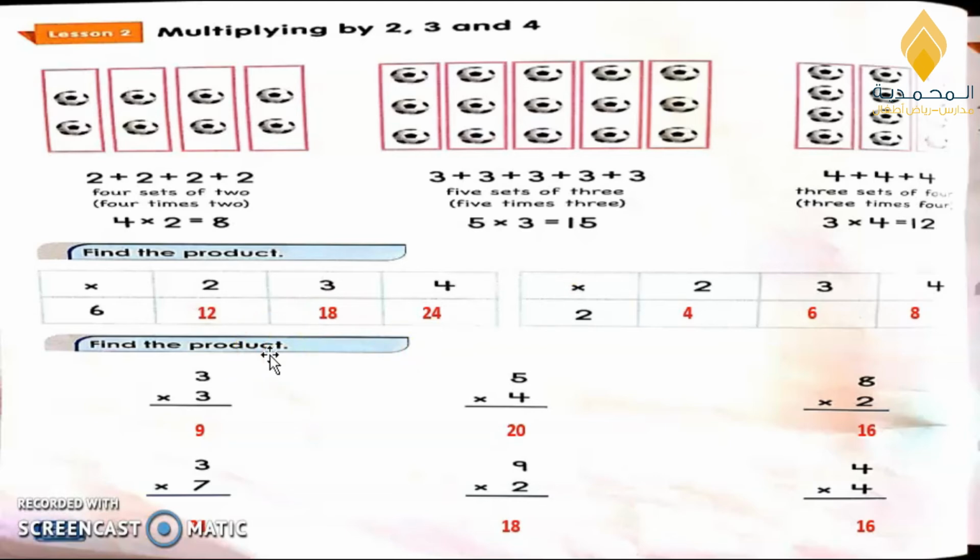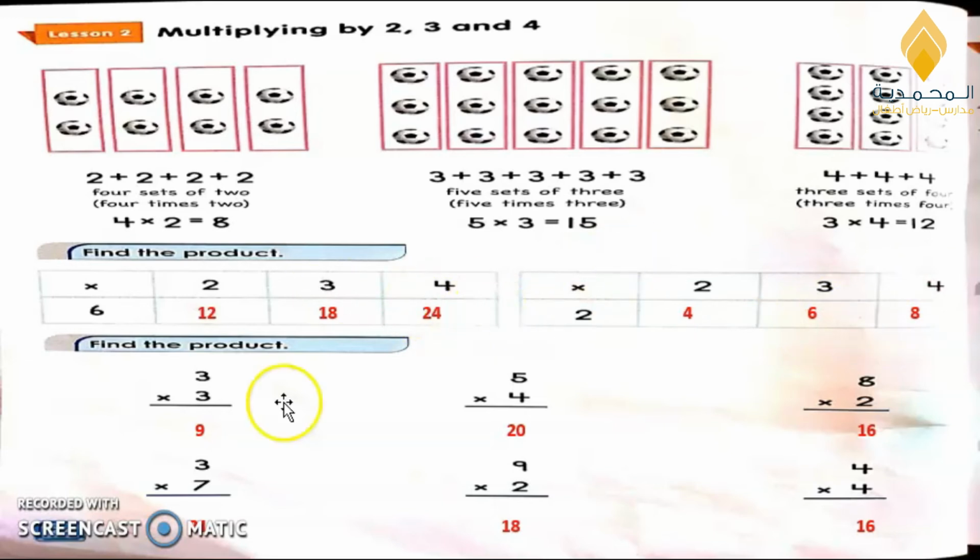Look, if we want to answer this kind of question, we should memorize the multiplication tables from 1 or from 0 to 4. Okay? And we practiced to memorize and save the multiplication tables. So 2 times 6 is 12. 3 times 6 is 18. 4 times 6 is 24, as we mentioned before. 2 times 2 is 4. 3 times 2 is 6. 4 times 2 is 8.